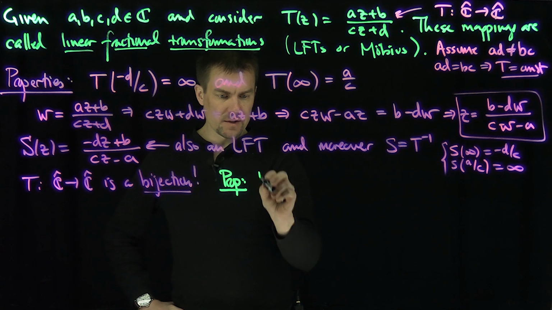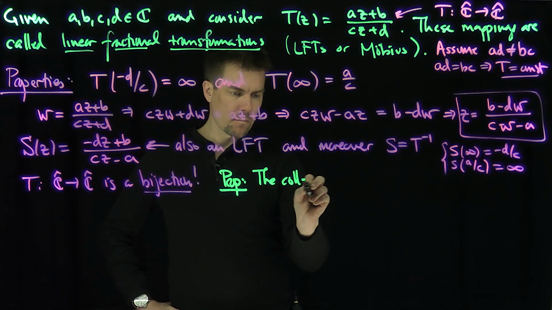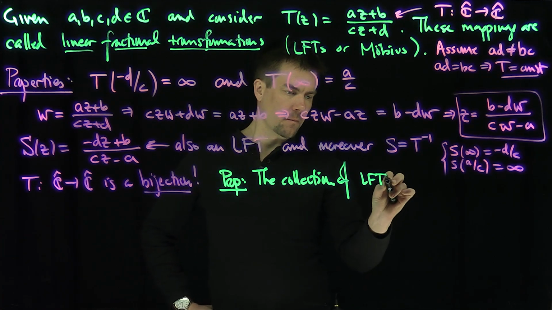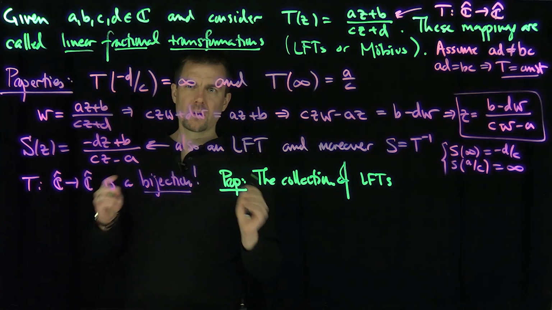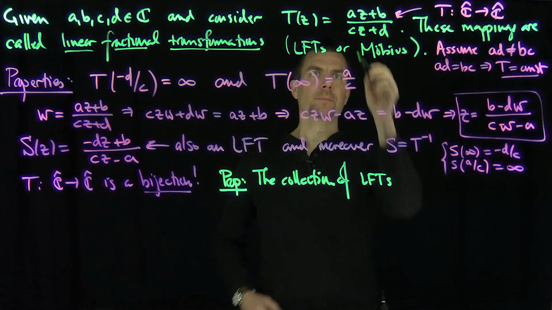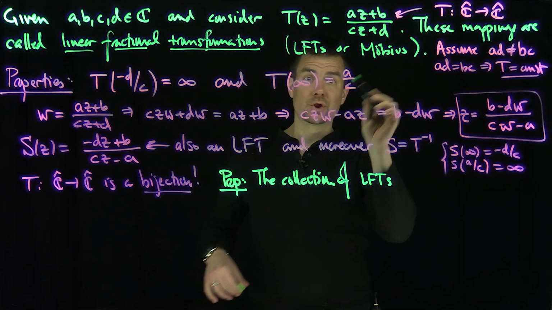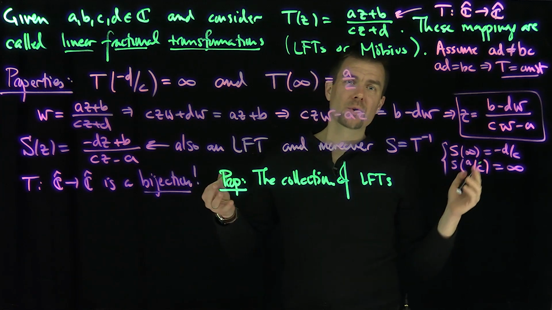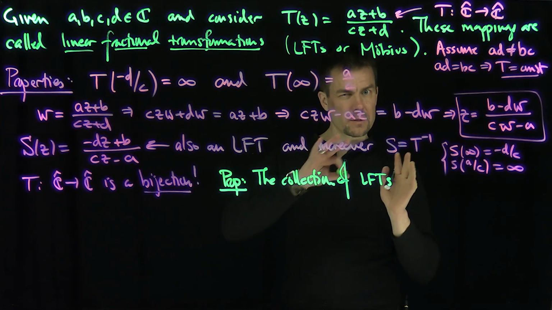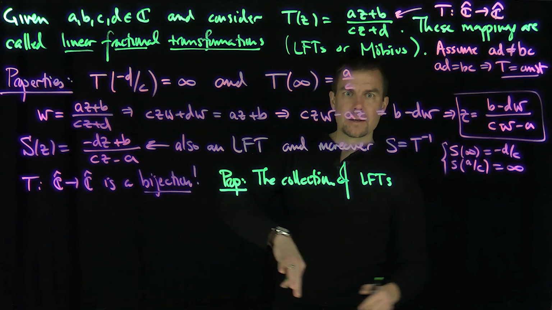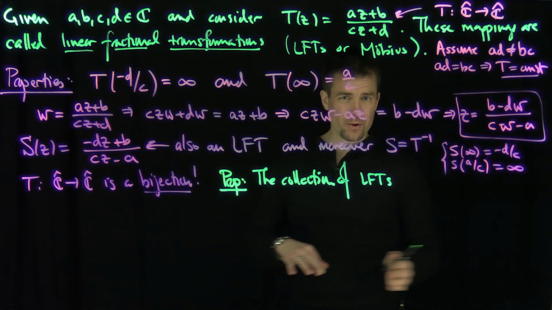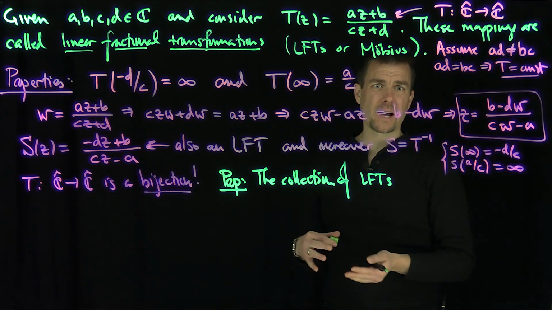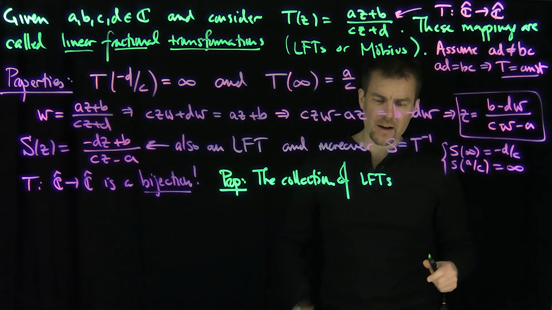The collection of LFTs. Now, I have to be a little bit careful because, of course, I can multiply top and bottom by lambda, and that won't change anything, right? So in other words, the choice of these coefficients a, b, c, and d are not unique. So I'm going to sweep this algebraic issue under the rug, because technically I have to look at a quotient set modulo all complex dilations, right? But I don't want to have to do that just yet, okay?